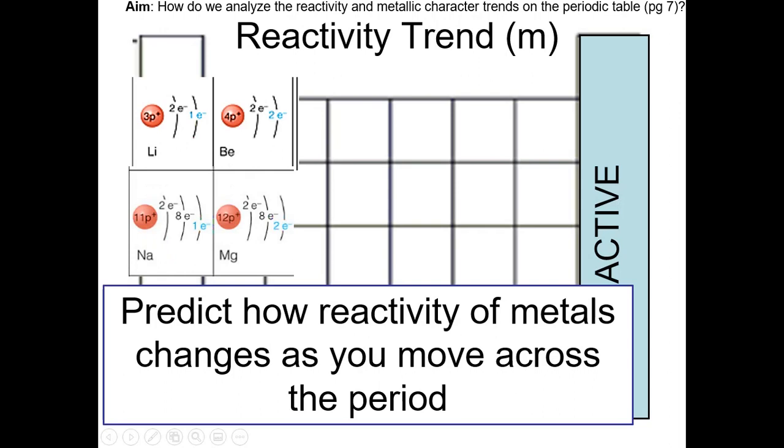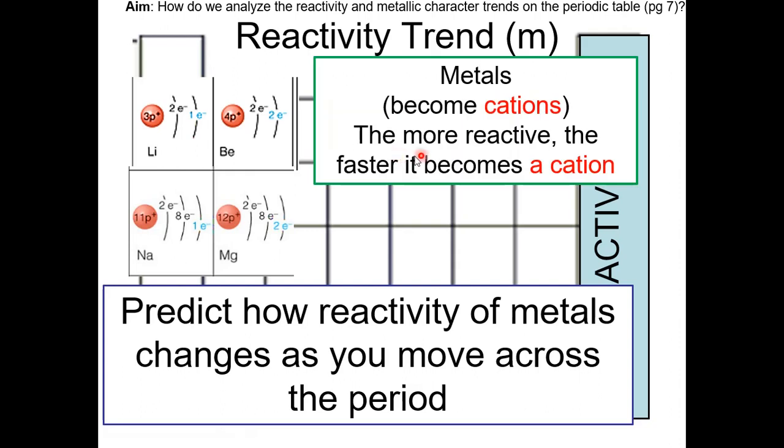So now we're going to talk about the reactivity trend for metals. Predict how the reactivity of metals changes as you move across the period. So we're going to move from left to right. Unlike nonmetals, metals tend to lose electrons. When they react, they become cations. So the more reactive your metal is, the faster it becomes a cation. To determine the reactivity of metals, we have to compare two factors, the effective nuclear charge and the shielding effect. So let's start with effective nuclear charge.